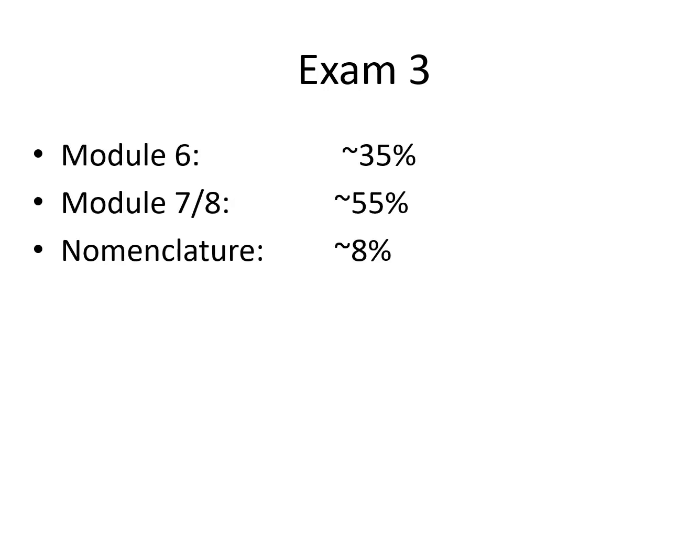For the weighting of the exam, Module 7 and 8 were kind of grouped together, and then there was Module 6. So Module 6 will be about 35%. Module 7 and 8 will be about 55%. And then, again, there's some nomenclature review that you will need to know, and that will be about 8% of the exam. When I look at this, it adds up to not quite 100%, but I have those abouts in there. So hopefully you can get the general sense of that.